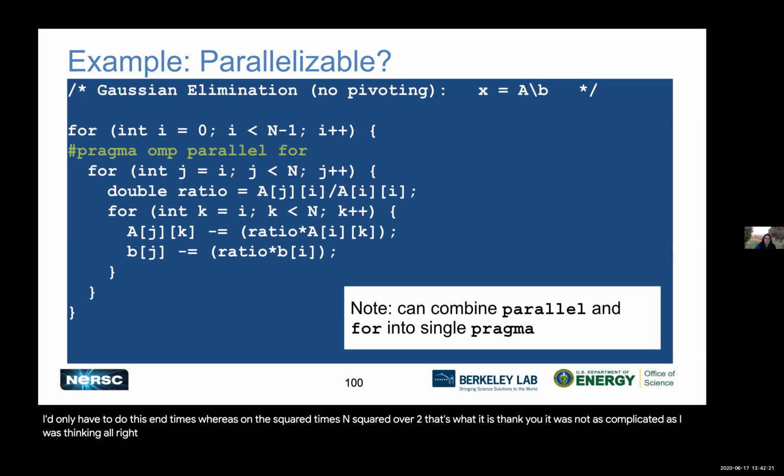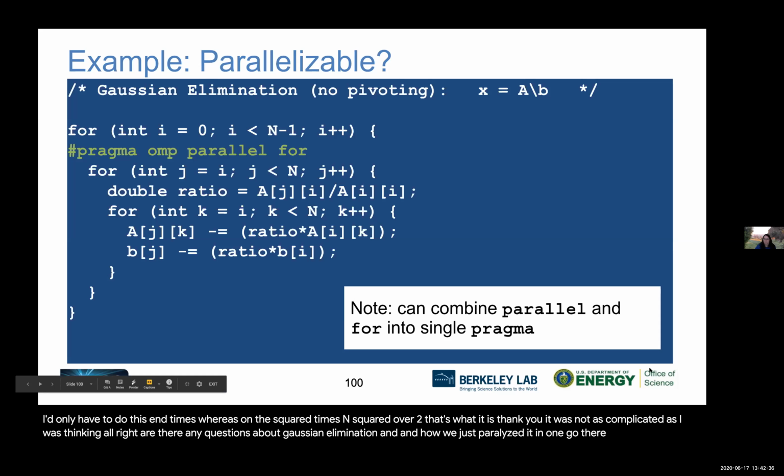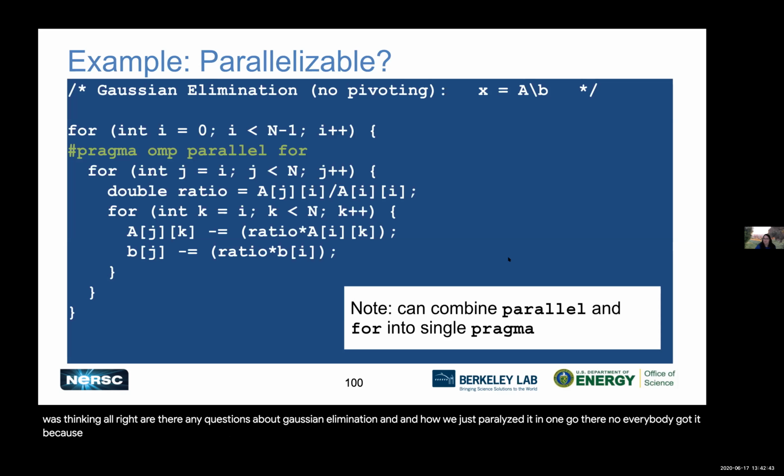All right. So are there any questions about Gaussian elimination and how we just parallelized it in one go there? No, everybody got it because it was just so great and so clever, and everyone here is so smart. I love it. Okay. Well, if there are any more questions, I'm happy to answer them.